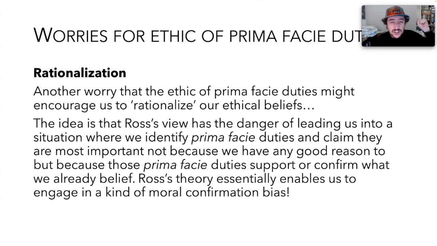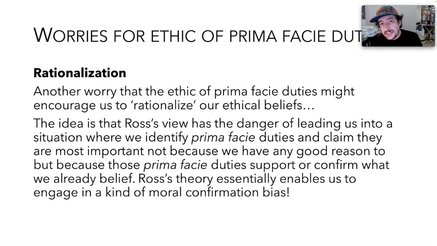So the idea is, it looks like maybe we just decide that this is wrong, and then we look for the prima facie duty that's going to match what we think is wrong, and then we'll just say that that's the strongest prima facie duty because that matches what we've already decided is true. It looks like we're starting with a conclusion and then coming up with our premises after we've already decided the conclusion. And that means it looks like Ross's theory might enable us to engage in a kind of confirmation bias towards our own beliefs.